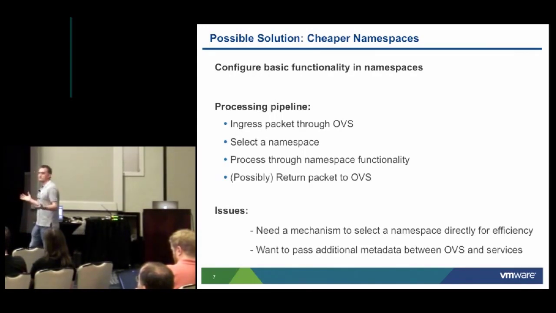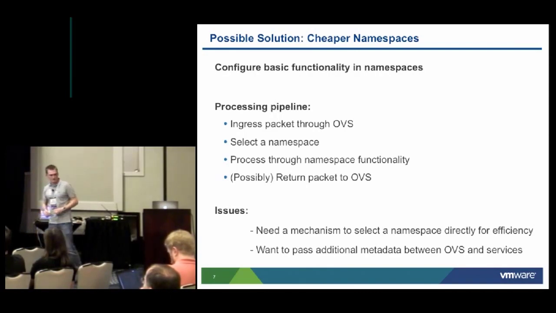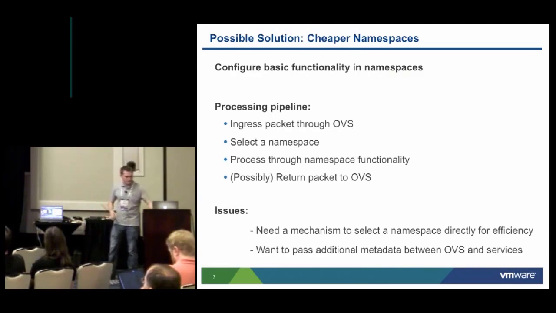Now, I think this is a fairly generic solution. It does have a few drawbacks with the way it's currently implemented. Going through ports is not really all that scalable. If you have tens of thousands of these individual namespaces, it's not really the nicest way to look at or implement it. And you also might want to have additional metadata that you're passing between your programmable flow engine and the services. But I think at a high level, both of these are fairly solvable. And I know that this is a mechanism in general that a lot of people are trying to use to shoehorn OVS and existing functionality together. So this seems the most natural to me.